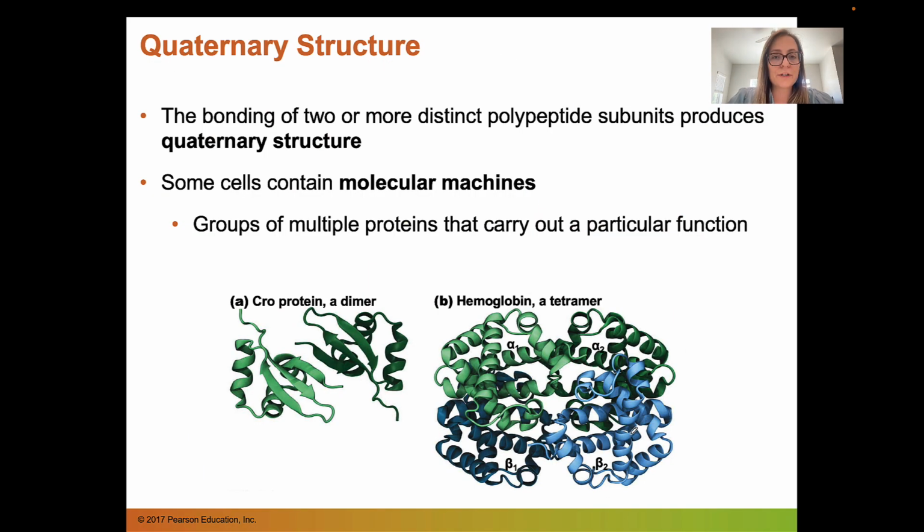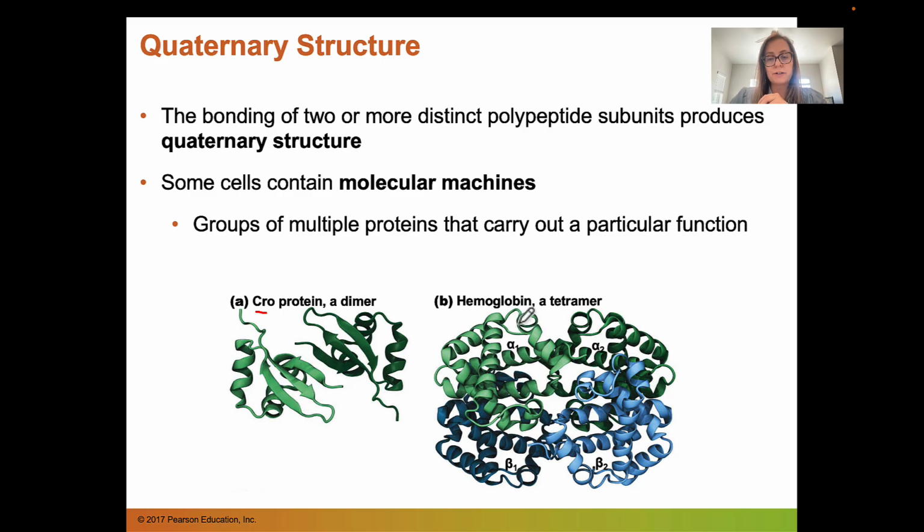The last type of structure to talk about is the quaternary structure. This is the bonding of two or more distinct polypeptide subunits. Not all proteins form a quaternary structure, but some do. An example is this CRO protein from a bacteriophage. One polypeptide interacts with another using the bonds and interactions that we just talked about for the tertiary structure. It's just that these are two distinct polypeptides, and they're only functional once they come together in the quaternary structure.